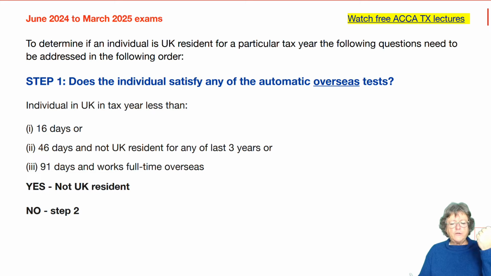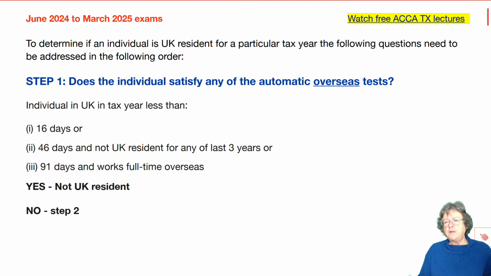So, was the individual in the UK for less than 16 days? Or less than 46 days, but not resident in any of the previous 3 years? Or 91 days in the UK and you work overseas.